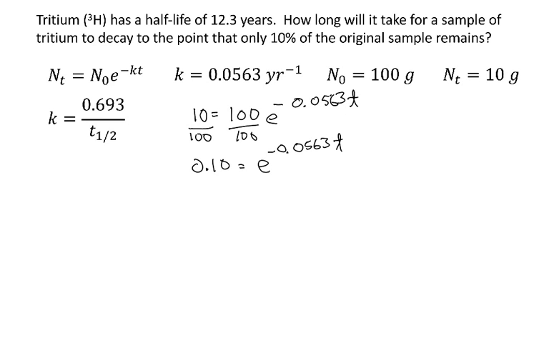Okay, so now that I have the exponent on the side by itself, to get rid of the exponent, I'm going to take the natural log of both sides. All right, so on the left-hand side, the natural log of 0.1 is -2.30. And then the e and the ln essentially cancel each other out, and so we bring the exponent down.